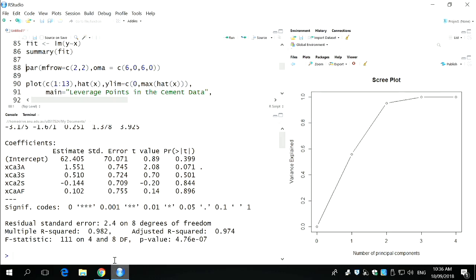All right, so first thing I'm going to do is I'm just going to take each of the x's and give them names. I don't want to type CA3S and CA2S and all that sort of nonsense. I'm just going to call them x1, x2, x3, x4. Oops, I need to put semicolons in between these.